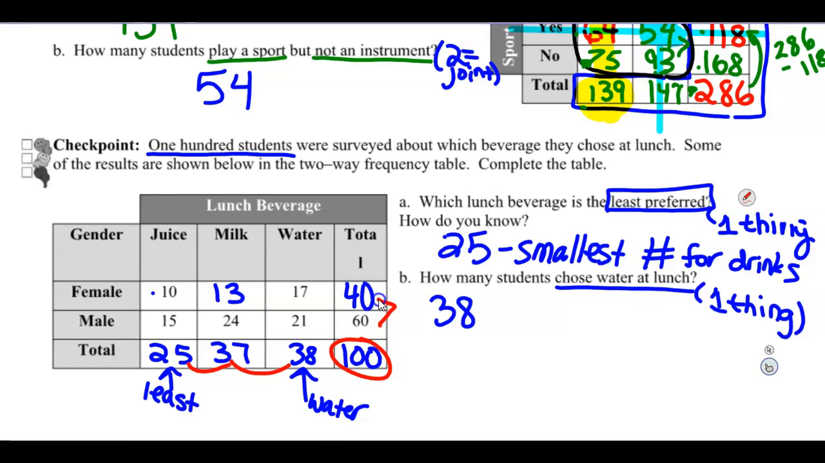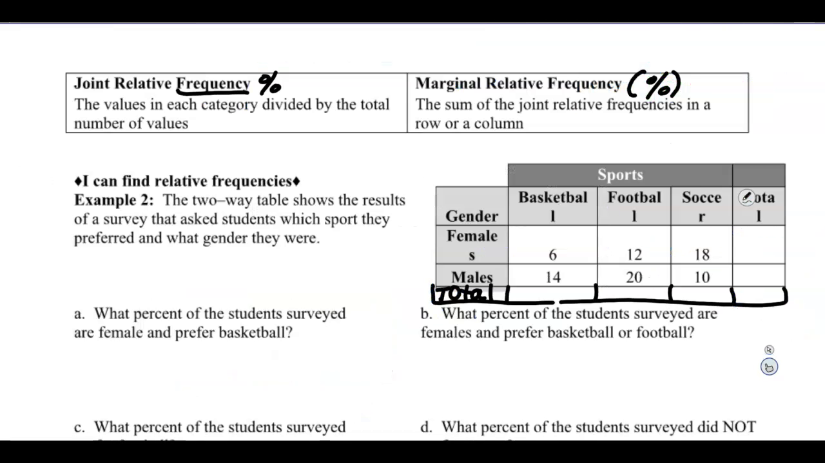different twist on this. All right, so the next part of this is when we talk about the joint relative frequency. What that means is we're going to be finding the percent of something. Same with marginal relative frequencies. We're going to find the percent of it. So that basically is what it means. Joint is when we take each category and we divide it by a total. And then again, the sum of the joint relative frequencies in a row or a column, we divide it by a total, we're going to get a percent.